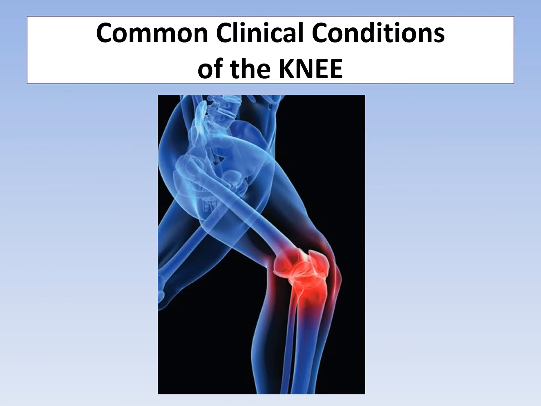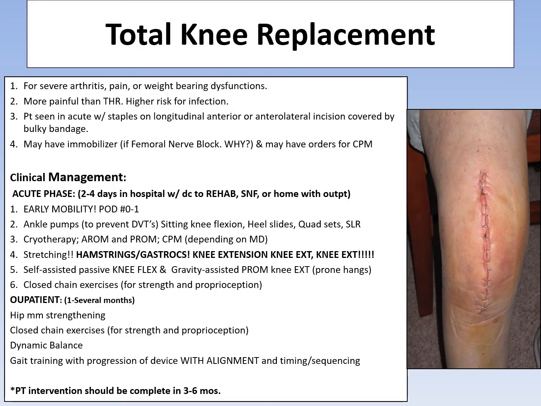We will now look at some common clinical conditions of the knee. A total knee replacement or total knee arthroplasty is done often for patients who have severe arthritis, whether it's osteoarthritis or rheumatoid, and they have lots of pain and weight-bearing dysfunctions. Total knee replacements can tend to be even more painful than a total hip, and they do have a higher risk of infection due to where the incision is, and it's usually uncovered.